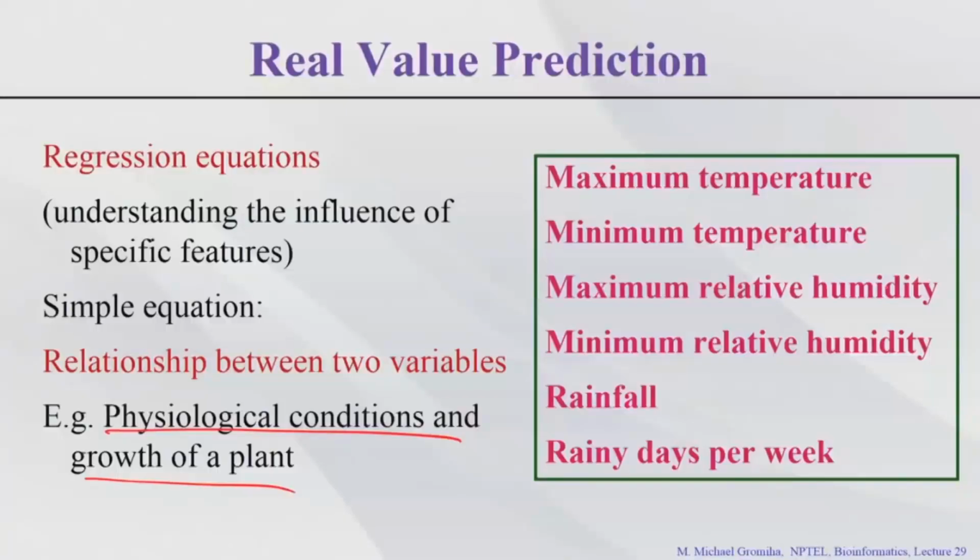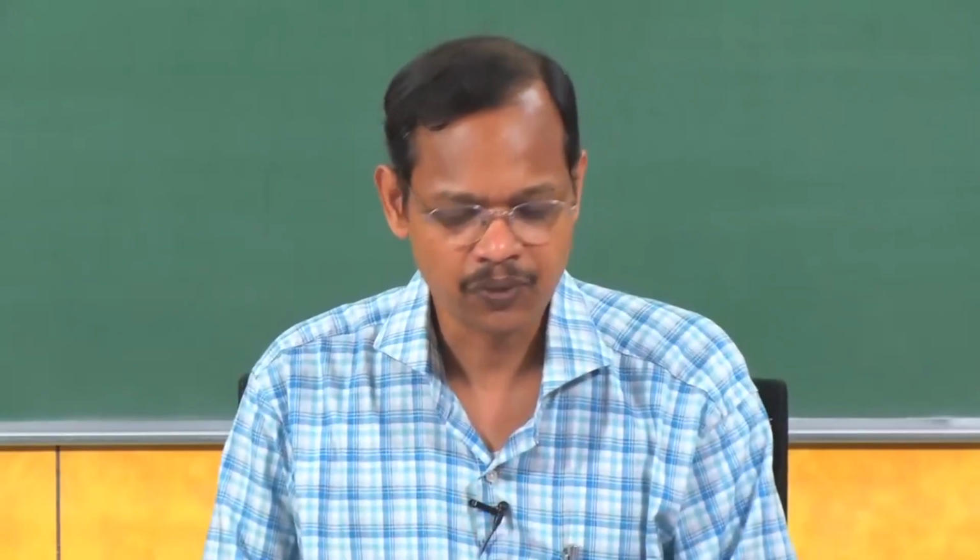Then there is the maximum relative humidity and the minimum relative humidity, or you can look at the rainfall, what is the approximate rainfall, and the rainy days per week. If you go to the agriculture department you can get this information, for any local place you can get the information.